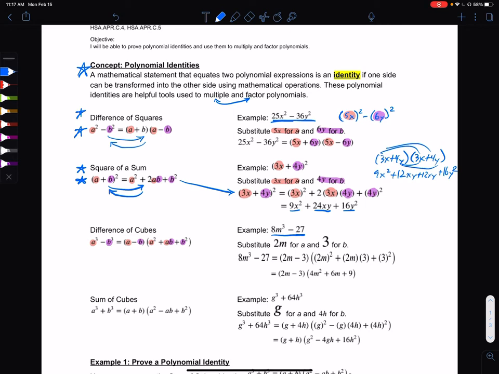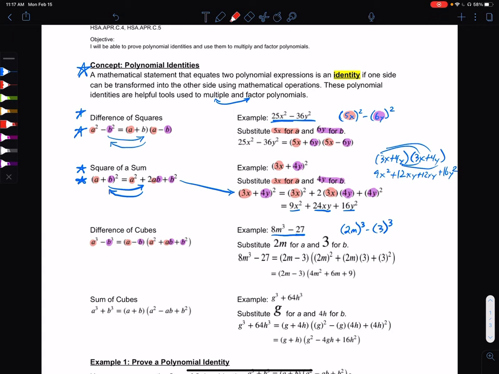All right, 8m cubed is the same as (2m) cubed, and then 27 is a perfect cube where 3 would be cubed to get 27. The most common mistake is taking the numbers that are already there and using those as your a and b. We don't want to use the numbers that could potentially be there. We might have to change them, and most of the time you will.